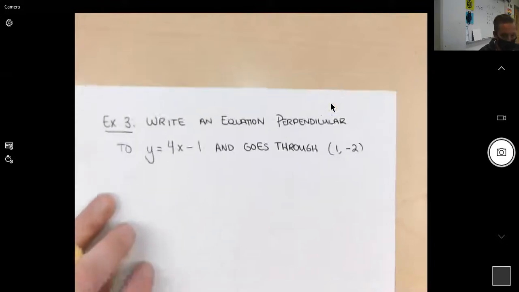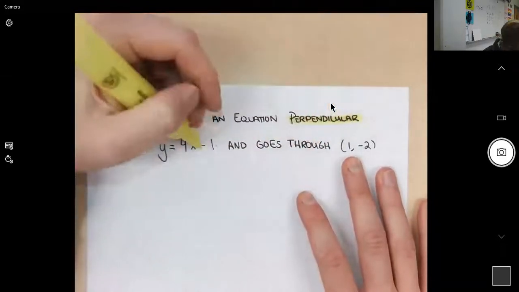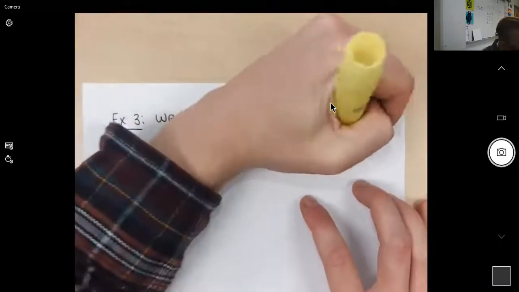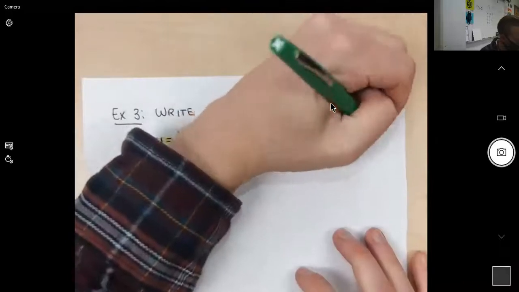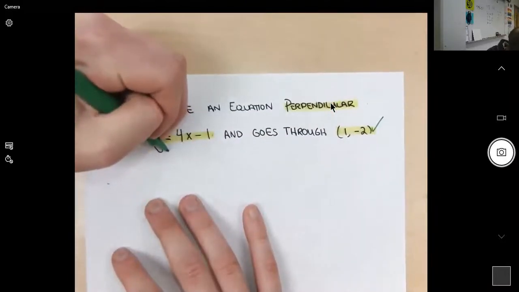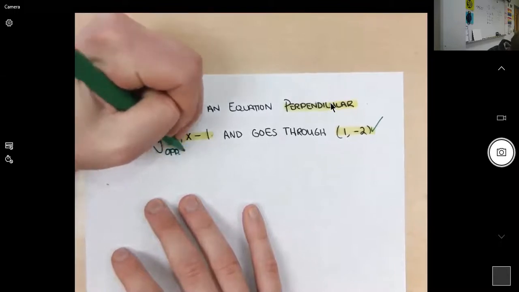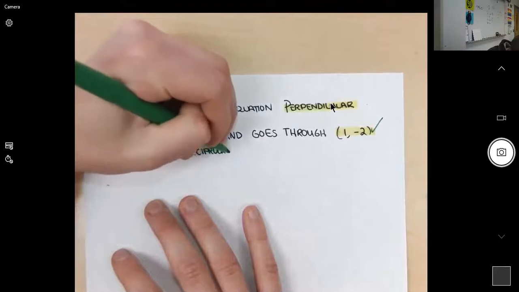So next up, write an equation perpendicular to y equals 4x minus 1 and goes through (1, -2). So check, we've got our point. We now need our slope. However, my slope is going to be different. So the slope is going to be the opposite reciprocal. We'll talk about what that means.